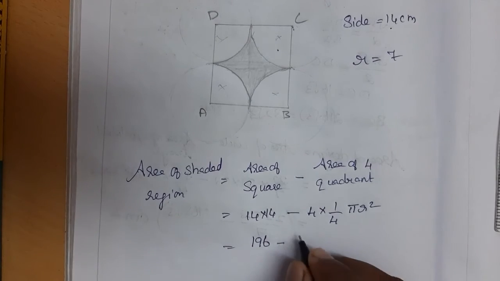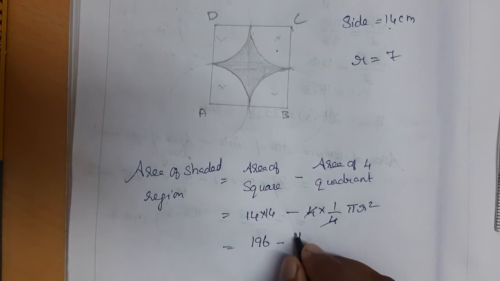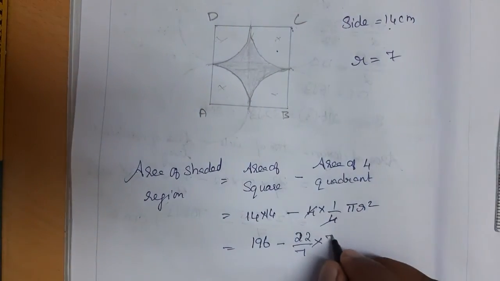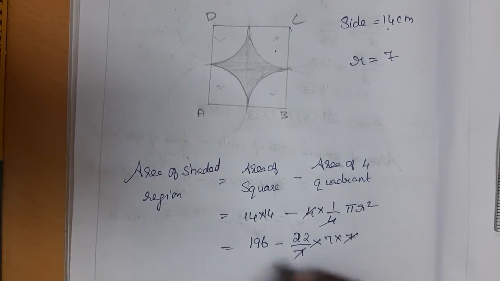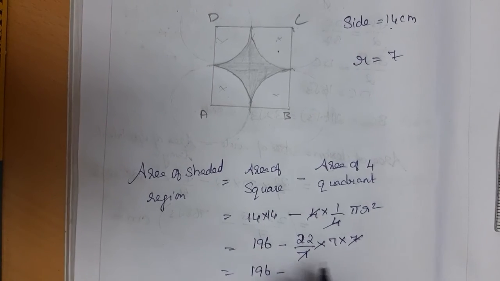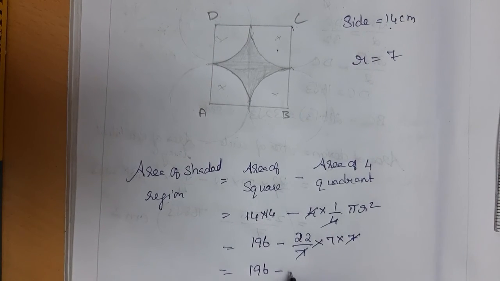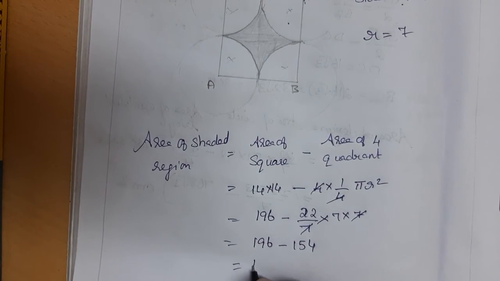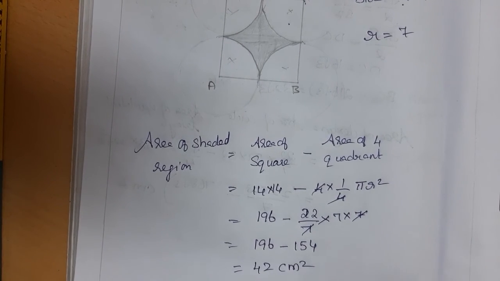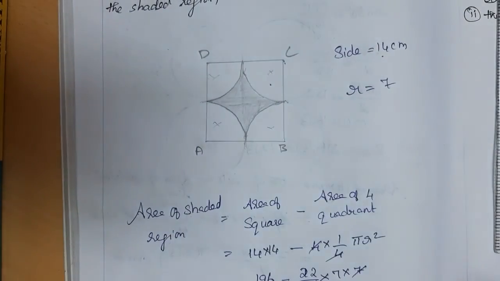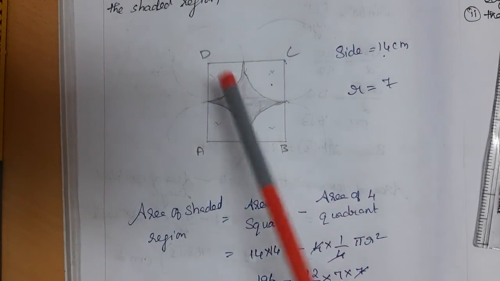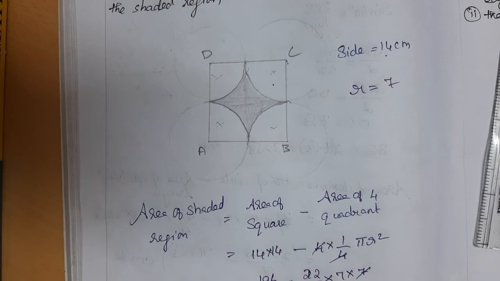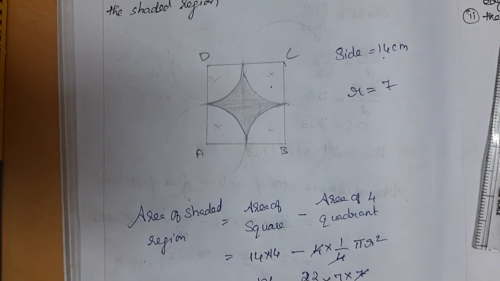196 minus, 4 gets cancelled. Pi is 22 by 7 into r is 7. So 7 into 7, so 7 gets cancelled. 196 minus 22 into 7 is 154. And 196 minus 154 is equal to 42 centimeter square. So the area of the shaded region is 42 centimeter square. Just from the square we cut the 4 quadrants, which are formed by the circles.